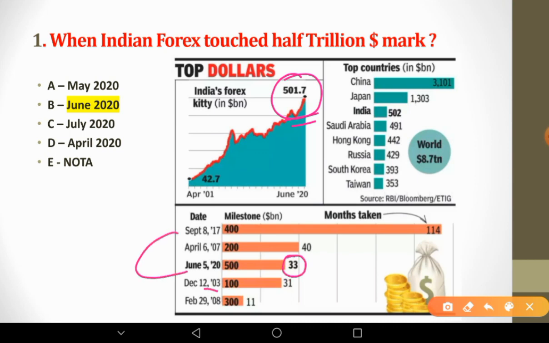The sharpest rise was in 2008. The global financial crisis was about to start. In 11 months, we reached $300 billion from $200 billion.